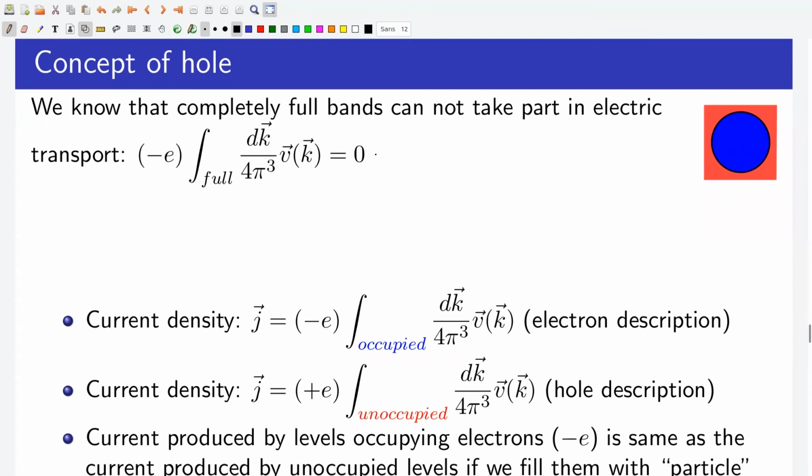Based on our discussion so far, let me introduce a very important concept of hole. We already know that completely full bands cannot take part in electric transport, and if we carry out this integral over the entire Brillouin zone, which represents a full band, we get 0. Now, let us split the integral over the full Brillouin zone into two parts. Integral over the occupied region plus integral over the unoccupied region.